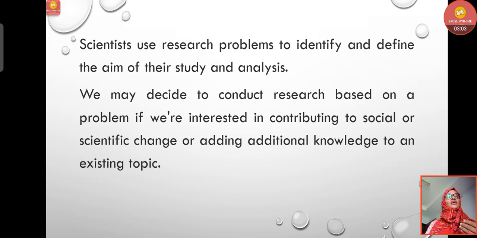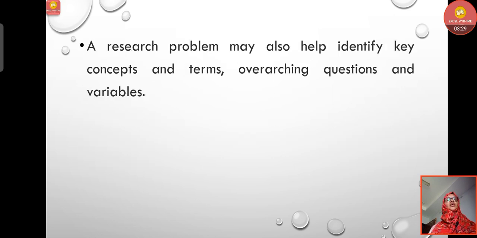We may decide to conduct research based on a problem if we are interested in contributing to social or scientific change or adding additional knowledge to an existing topic. If we want to work for further improvement of any particular field, then we have to choose one challenge or issue to work upon to resolve the problem. A research problem may also help identify key concepts and terms, overarching questions and variables here. So, a research problem also identifies the key concepts and terms.